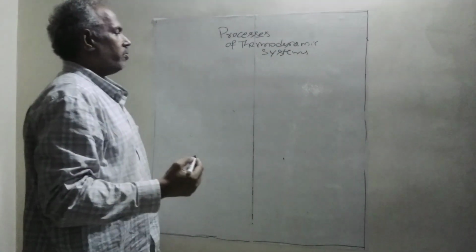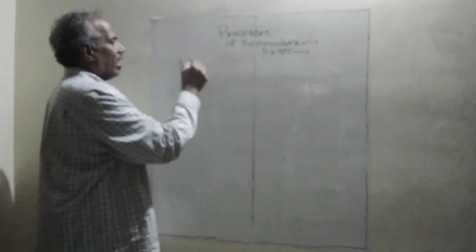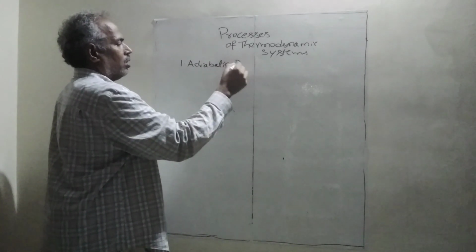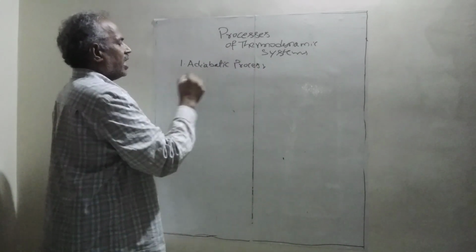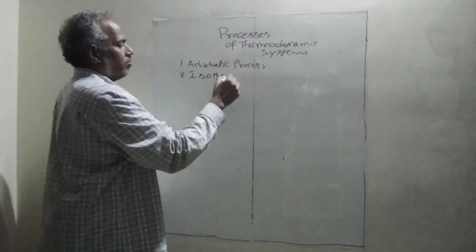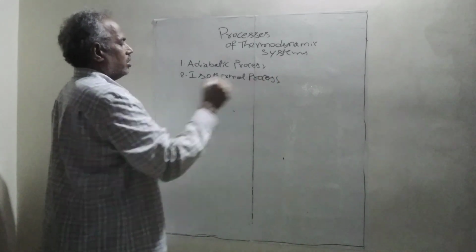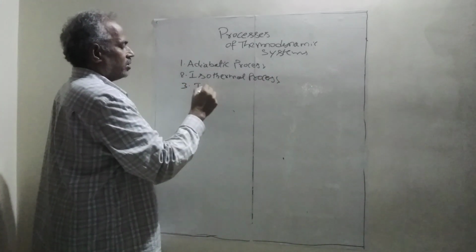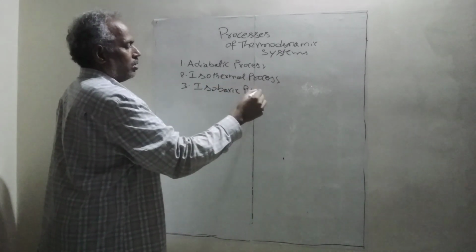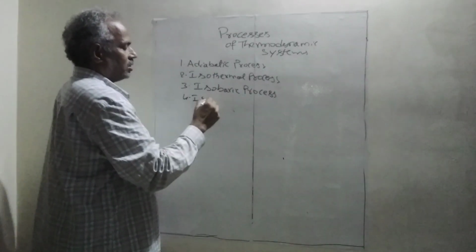We have four different processes in thermodynamic systems. One is adiabatic process. Second one is isothermal process. Third one is isobaric process. And fourth one is isochoric process.